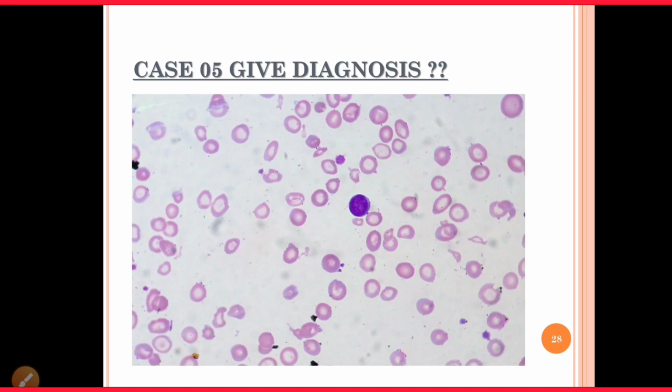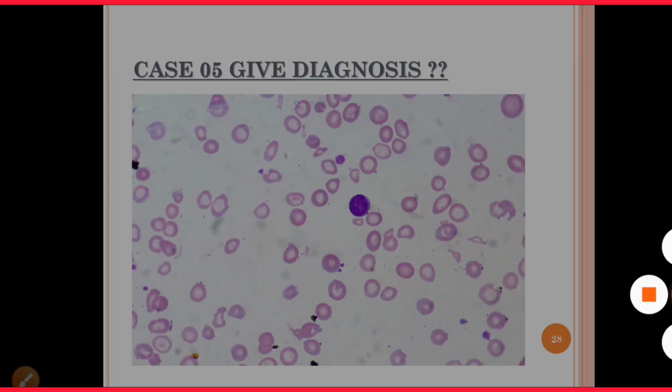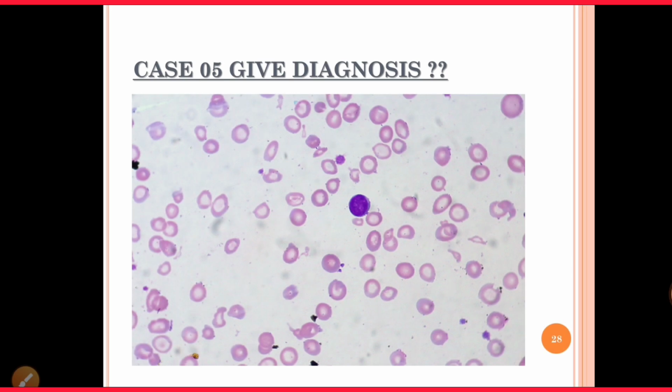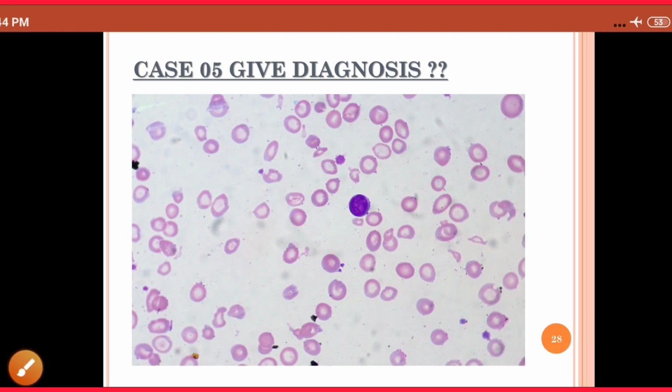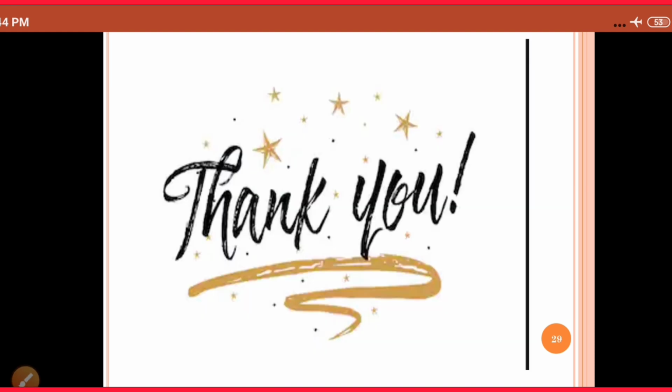Okay, case 5, give the diagnosis. So here you can see that as compared to the lymphocyte, your red blood cells are decreased in size, right? And the central pallor in the RBC is also increased. So there is also presence of hyperchromic RBCs. So this is the case of microcytic hyperchromic anemia. Particularly it can be iron deficiency anemia. So it's a case of microcytic hyperchromic anemia.